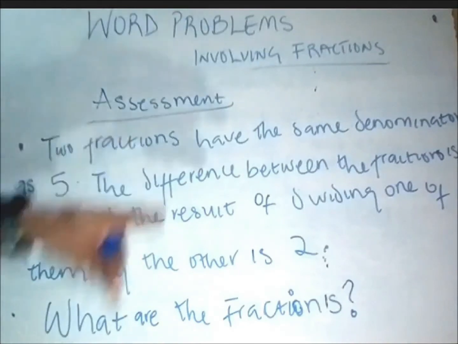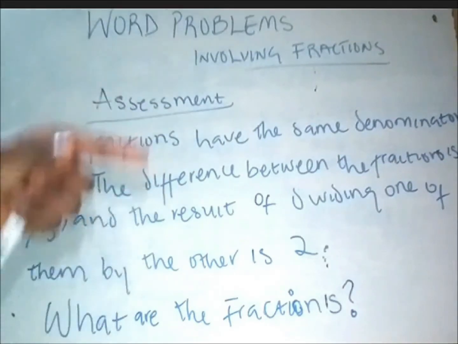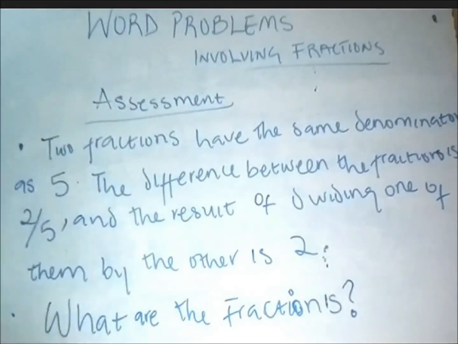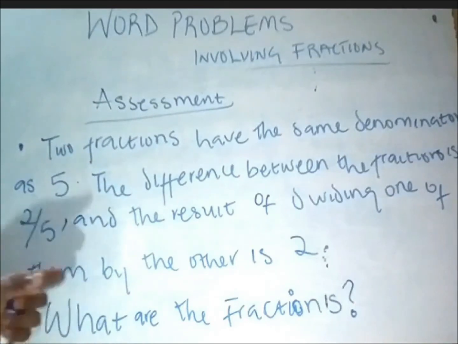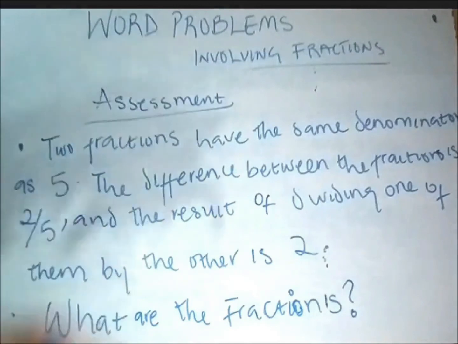Two fractions have the same denominator, 5. The difference between the fractions is 2 over 5, and the result of dividing one of them by the other is 2. What are the fractions?